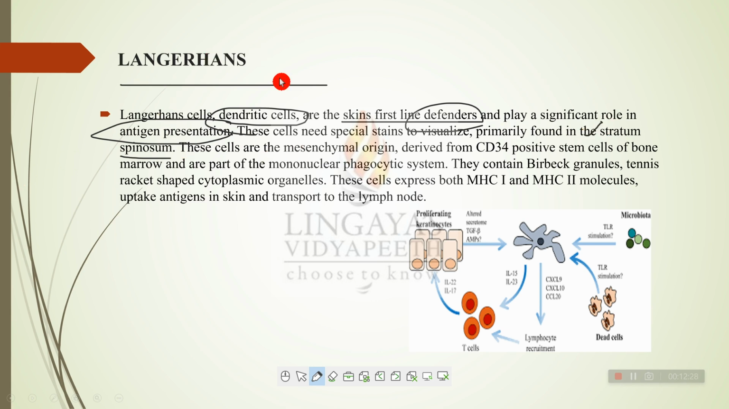These cells are of mesenchymal origin, and they derive from CD34 positive stem cells of the bone marrow. They also contain granules called Birbeck granules, tennis racket shaped cytoplasmic organelles. They exhibit both MHC1 and MHC2 molecules. Here you can see the production and the regulation of the Langerhans cells.